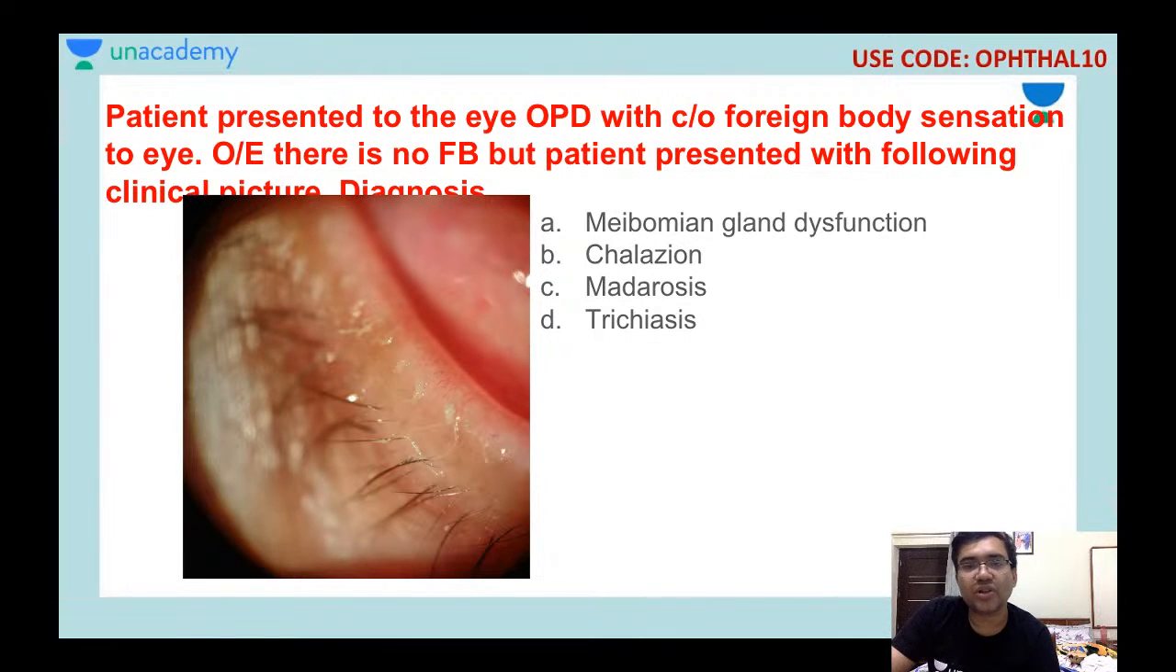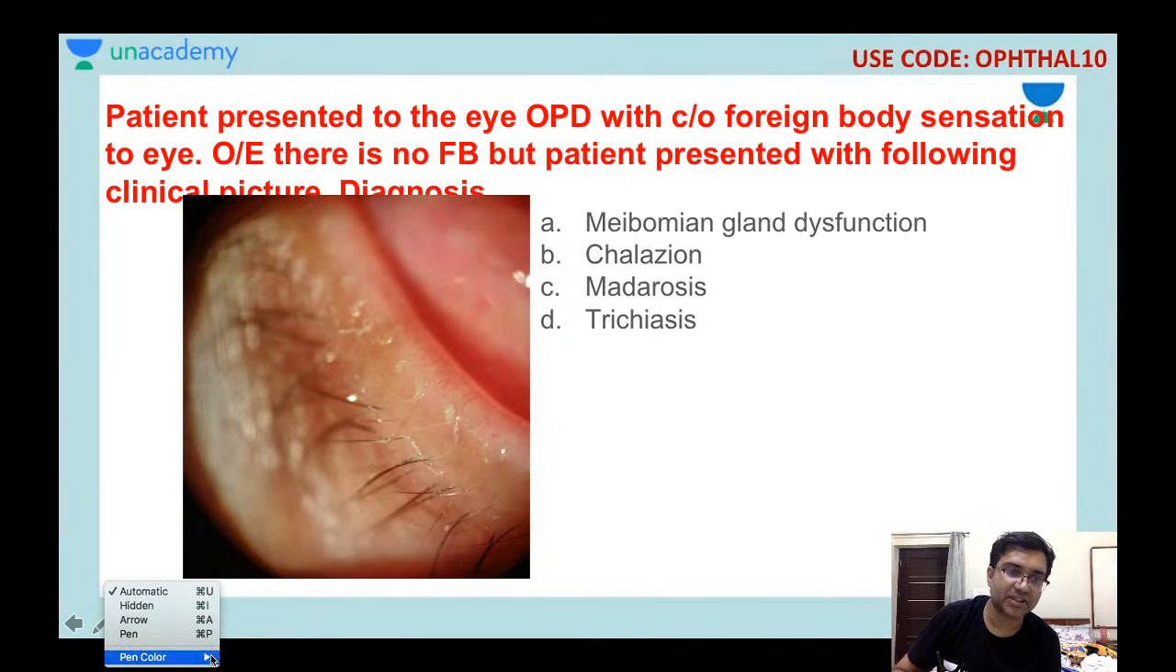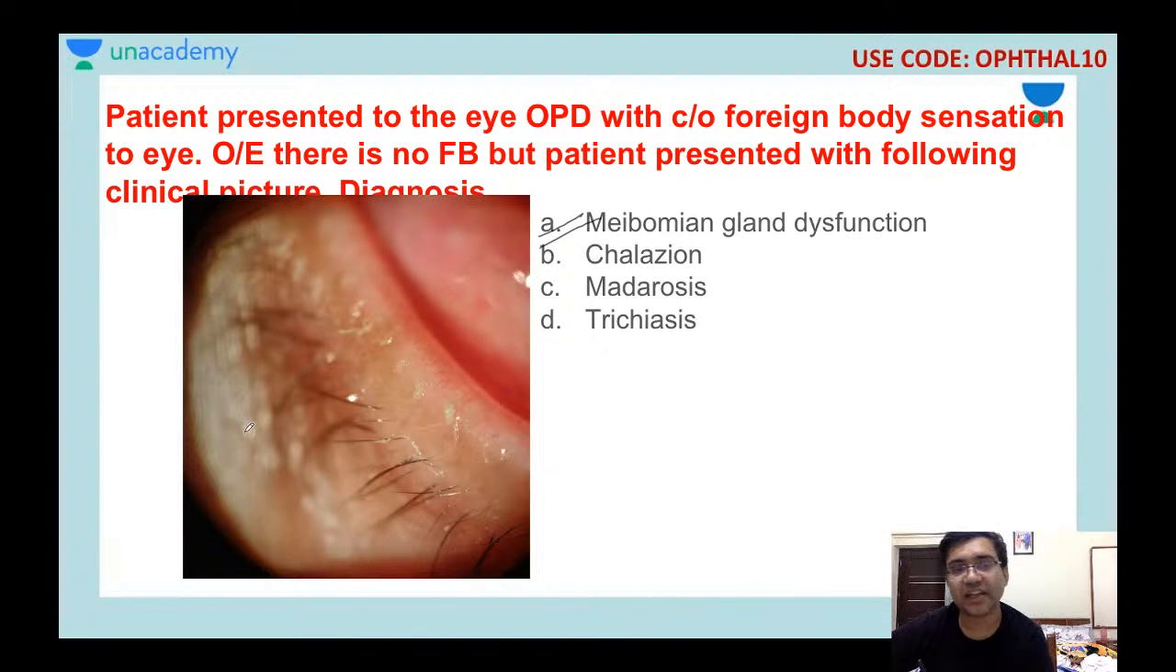A patient presented to the OPD with this clinical picture, and the patient is having a foreign body sensation also. On examination, there is no foreign body, and you can see from the posterior part of the eyelids there is a milky or sebum-type yellowish secretion. What is this patient suffering from? So this patient is basically suffering from meibomian gland dysfunction. I also call it posterior blepharitis.